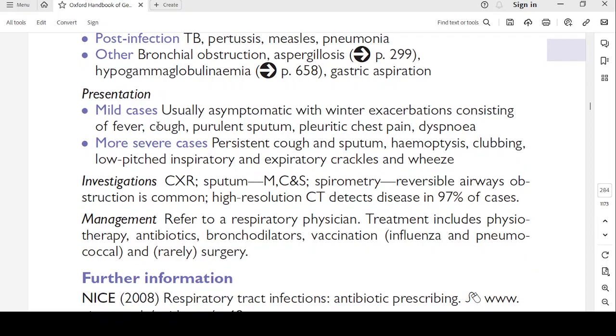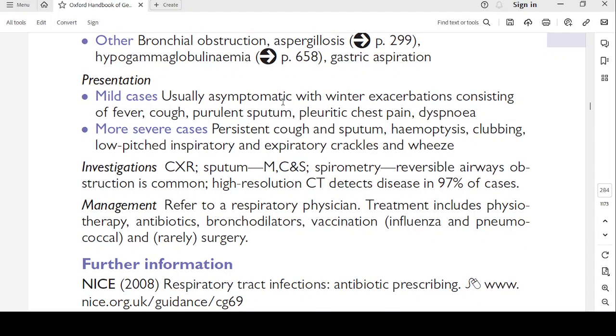Presentation. Mild cases are usually asymptomatic, with winter exacerbations consisting of fever, cough, purulent sputum, pleuritic chest pain or dyspnea. More severe cases have persistent cough and sputum, hemoptysis, clubbing, low-pitched inspiratory or expiratory crackles and wheeze. Investigations: chest x-ray, sputum microscopy, culture and sensitivity, and spirometry; reversible airway obstruction is common. High resolution CT detects the disease in 97% of cases.